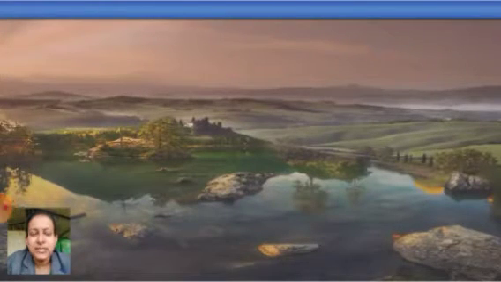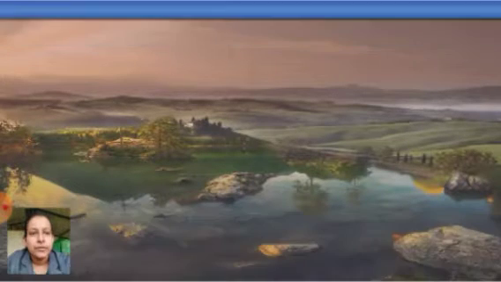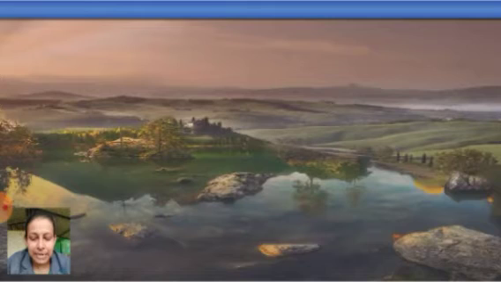Today in science, we are going to learn a new lesson, that is ecosystem. Now, what does this term ecosystem mean? Let us try to understand.